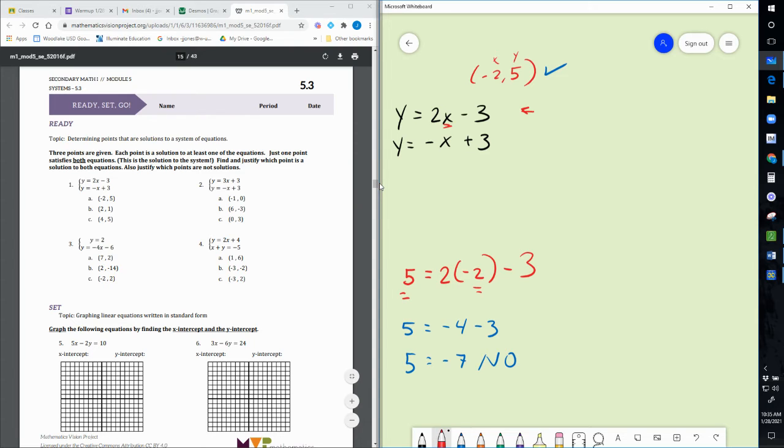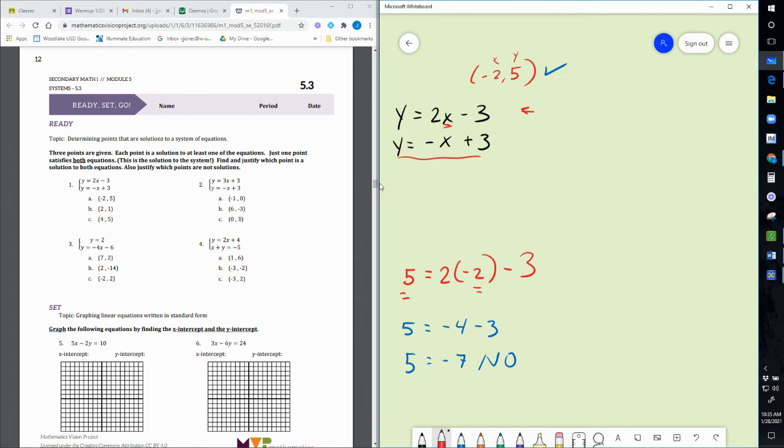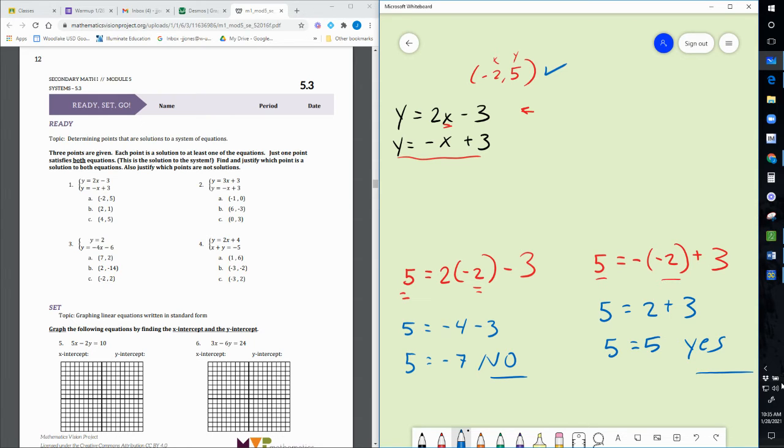But let's plug into the other equation. So y equals negative x plus 3. Instead of y, put in a 5. Then your x value is negative 2. So put in the negative, then plug in the value in parentheses, plus 3. Here is my x, here is my y. Now go ahead and solve. 5 equals a negative 2 is a positive 2. So does 5 equal 5? Yes. But both of these have to be yes in order for it to be true. So the point negative 2, 5 is not the solution.